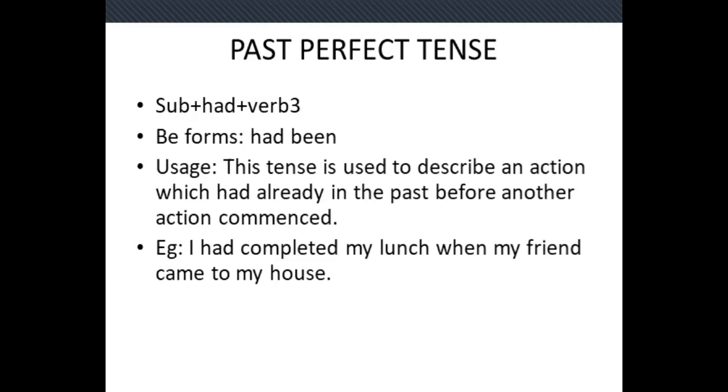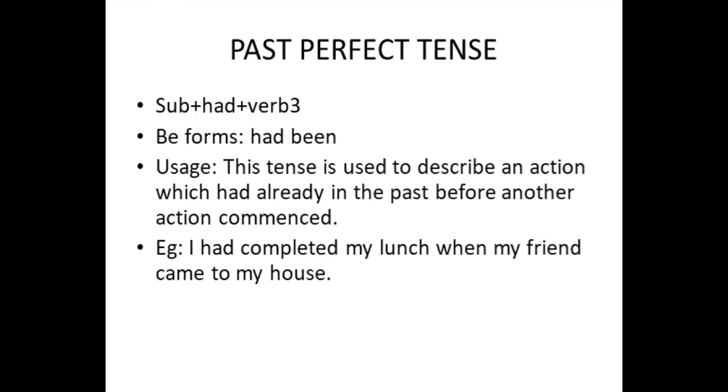I had completed my lunch when my friend came to my house. So there were two actions in the past, two completed actions, but one action completed before another. To describe this kind of situation, where two actions happened in the past and one happened earlier than another: completed my lunch, completed action; my friend came to my house, completed action. But before my friend came to my house, something happened already. So that action you need to describe in past perfect tense. That is why I had completed my lunch when my friend came to my house.